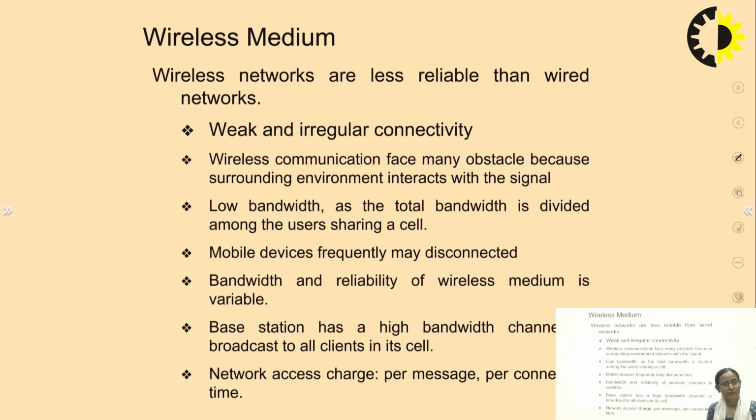Mobile devices may frequently disconnect. Sometimes you are having charging issues with your mobile devices, or you could say device constraints. They are also present when we are working in the wireless medium. The bandwidth and the reliability of the wireless medium are variable. This is also an important constraint. Then the base station has a high bandwidth channel to broadcast to all clients in its cell.